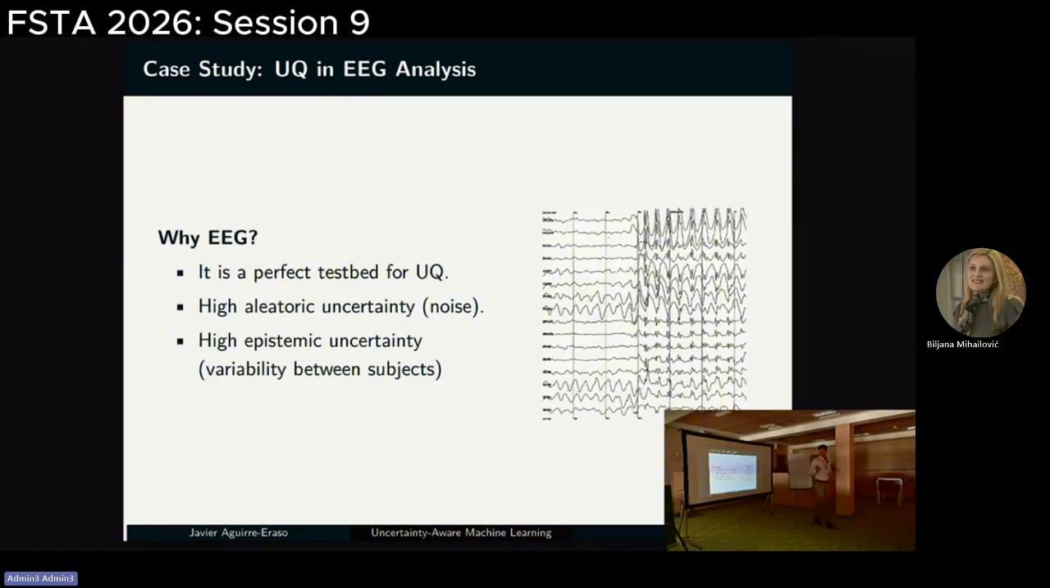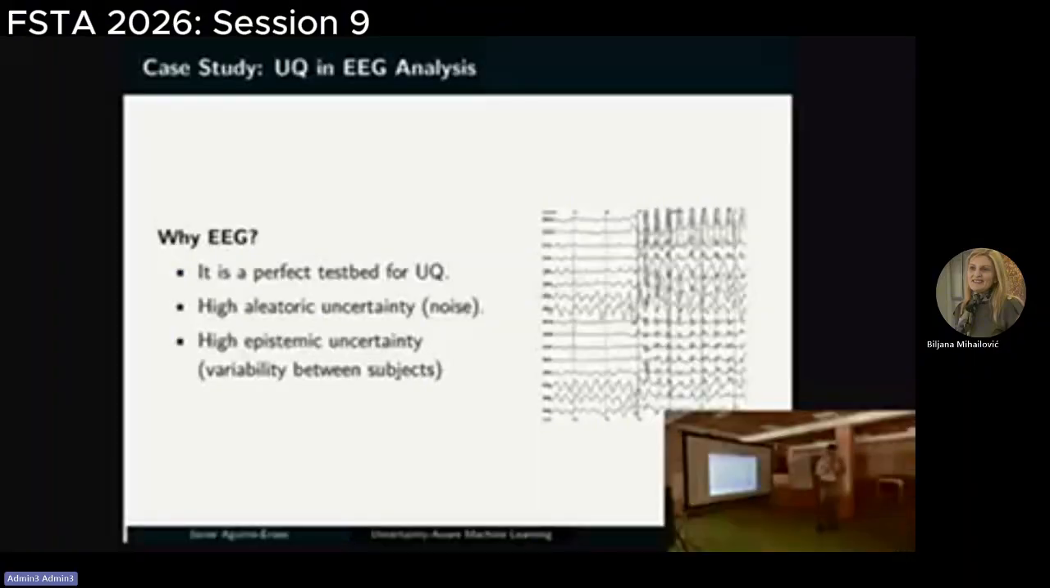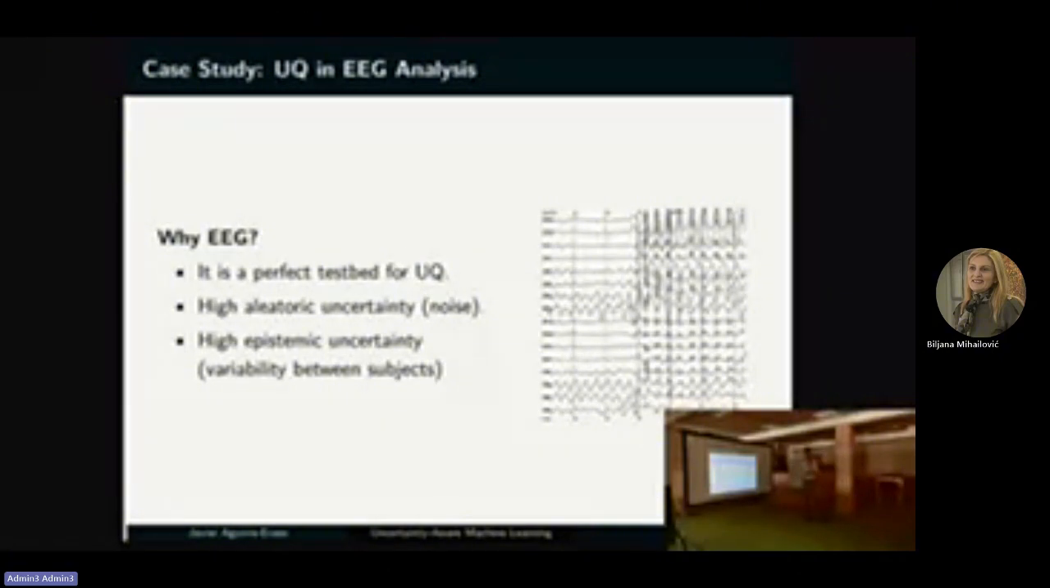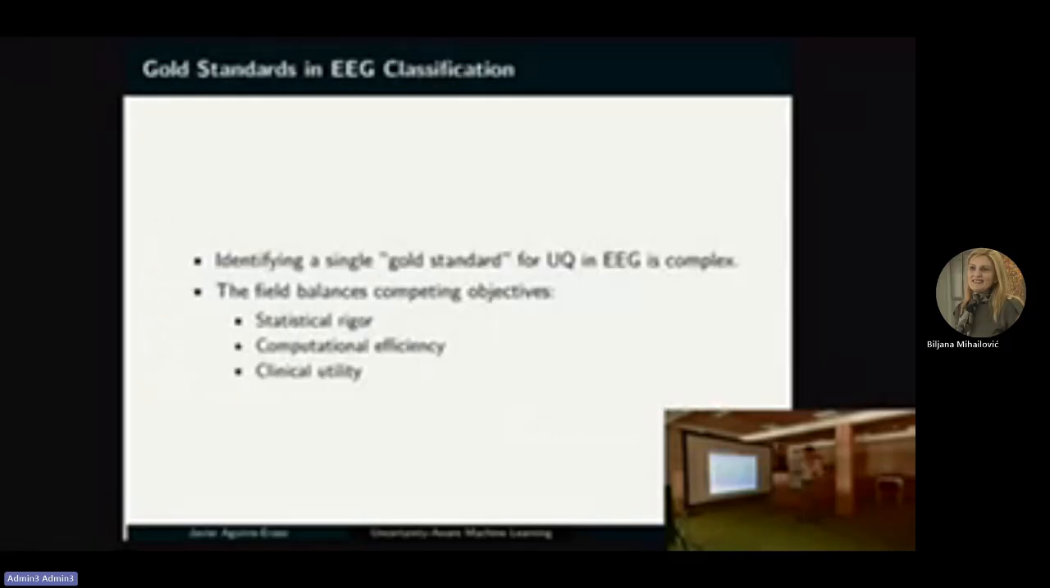As well, we have high epistemic uncertainty because the activity of every subject is very different, and even within subjects, from one experiment to another, it can change a lot. So in this way, we also have a way of measuring the epistemic uncertainty.